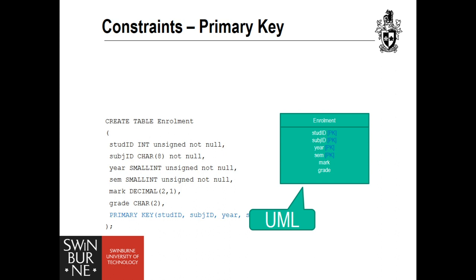The table we created just now is perfectly usable. You could begin to insert data into it. But you may remember that some fields in the ER diagram were specified as primary key. In the case of enrollment, we had a composite primary key that included student ID, subject ID, year, and semester.